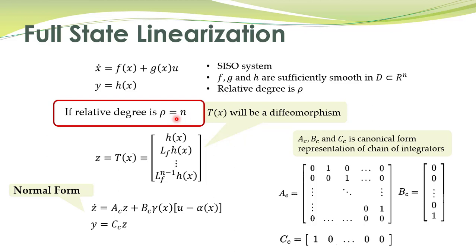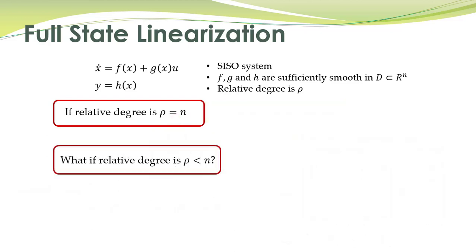However, what if a relative degree comes out to be less than n? What will be the situation in that case? And in today's lecture, we shall talk about this particular situation. That is how to obtain an exact linearization of this nonlinear system if relative degree is less than n.